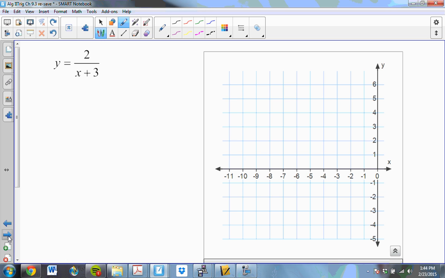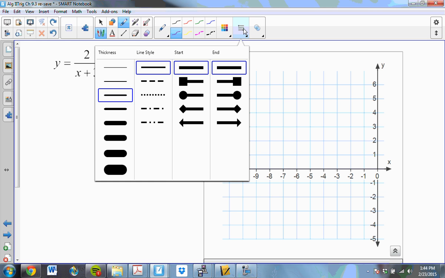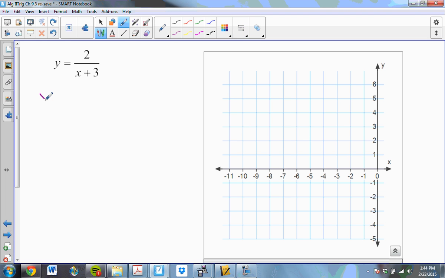Next, I have 2 over x plus 3. Well, hopefully you'll note, in this case, x cannot be -3. It's not that x can't be 0 anymore. 0 is not a problem. If I plug in 0, 0 plus 3 is just 3, and 2 over 3 is no issue. It's not that x can't be 0, it's that x can't be -3.